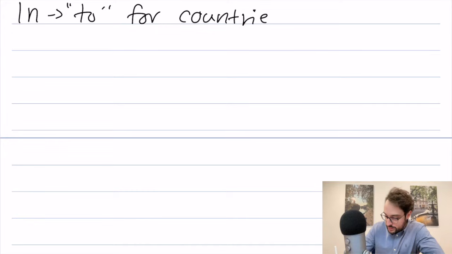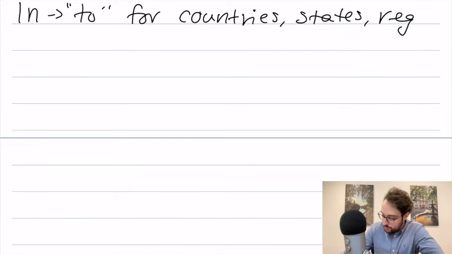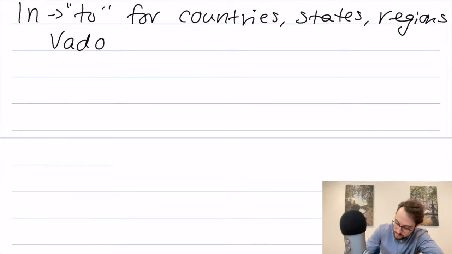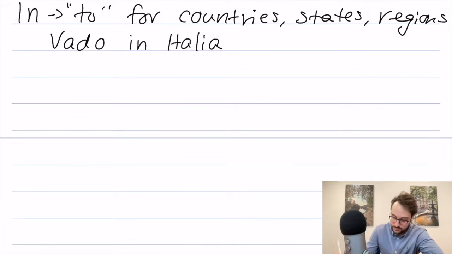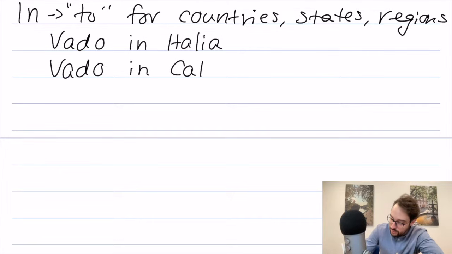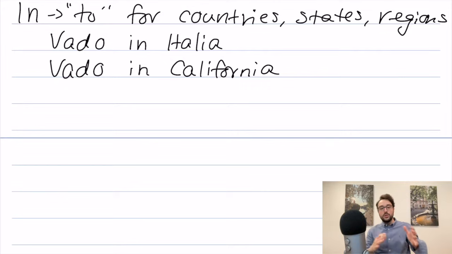Countries, states, large regions. For example, vado in Italia. Vado in California. I'm going to Italy, I'm going to California.